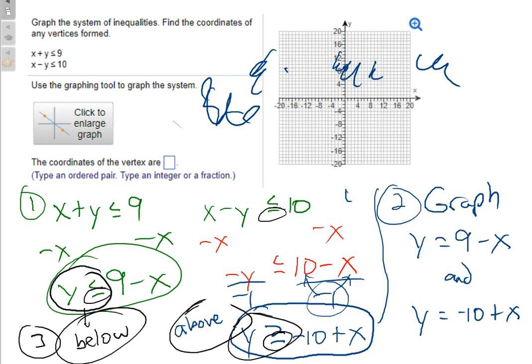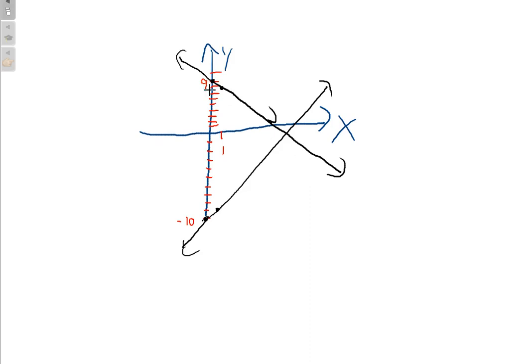And so let's go back to the graph that we have. So this was my first line here. I want to shade below the first line, but above the second line. So it would be this region right here that meets both criteria. Let me use a different color. All right, so it's going to be this region right here.